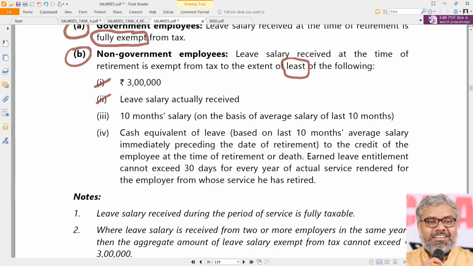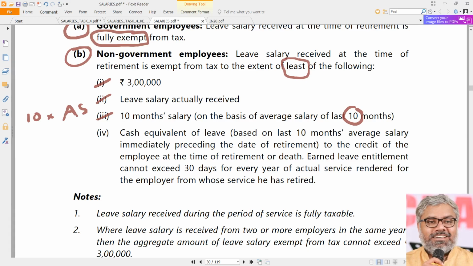3 lakh rupees, or leave salary actually received, or 10 months' salary. In other words, we can say 10 into average salary. So what is average salary? We already know that. But here there is a little difference. We'll observe that now. 10 into average salary is what 10 months' salary means. But average salary is once again based on the average salary of the last 10 months only. In other words, simply what are we going to do? We are going to total the 10 months' salary preceding the day of retirement.